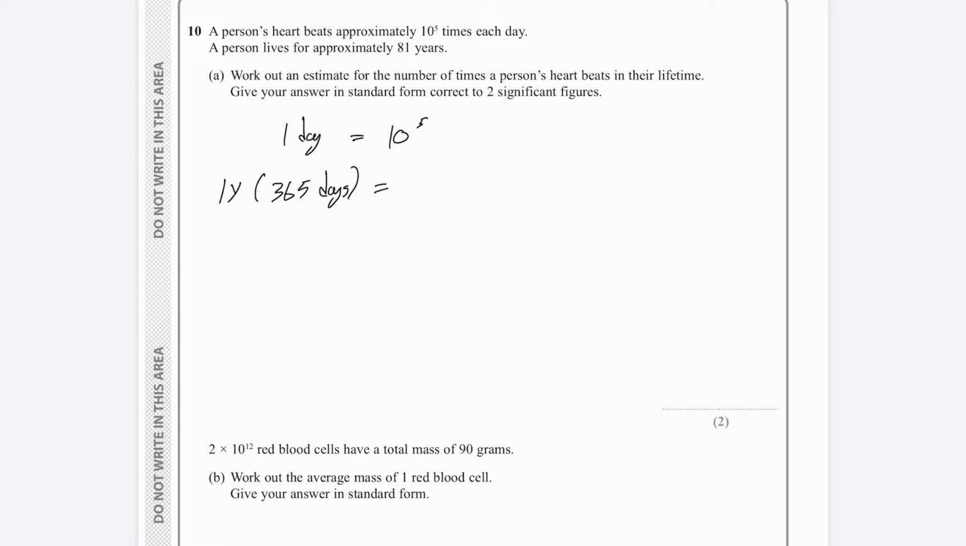So if I times each side by 365, on this side I get 3, 6, 5, 1, 2, 3, 4, 5 zeros on my calculator. And now that's 1 year, so 81 years. I will just times that by 81 on each side, and that gives me, in standard form, they want the answer to two significant figures. So you will have to round your answer, and it becomes 3.0 times 10 to the power of 9. And the 0.0 is important because it wants it in standard form.